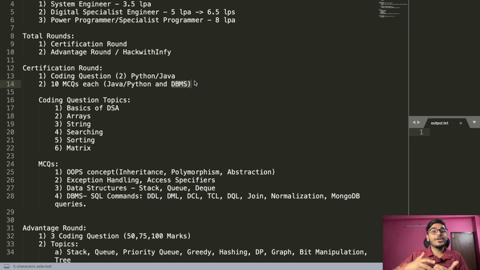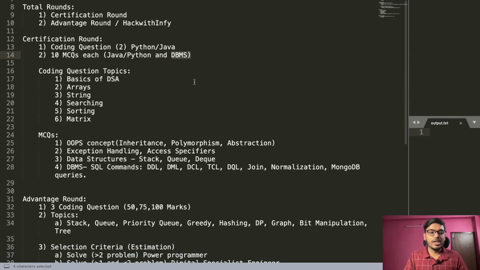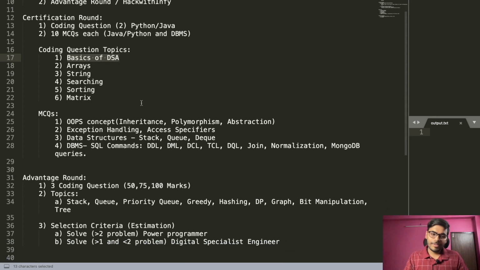So let's discuss what topics there will be in Python, Java and DBMS. First, let's discuss the topics of coding. There will be some basics of DSA: arrays, strings, searching, sorting, and matrix questions can also come for the coding part. The difficulty level will be easy to medium, not too tough. If you have regular practice, you can easily solve both problems. It's not too hard, right?